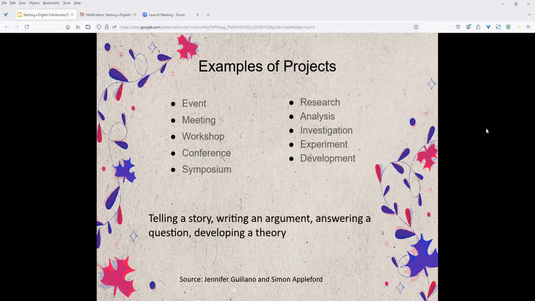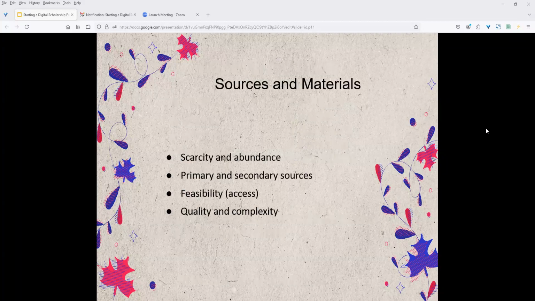Examples of projects: anything and everything out there, events, meetings, workshops, conferences, symposiums, research, analysis, investigation, experiment, development. I think I've done most of these in some way, shape, or form. So you want to think of what it is that you're going to be working on. As I said, projects have a beginning, a middle, and an end. So you want to have something where you're telling a story, writing an argument, answering a question, developing a theory.